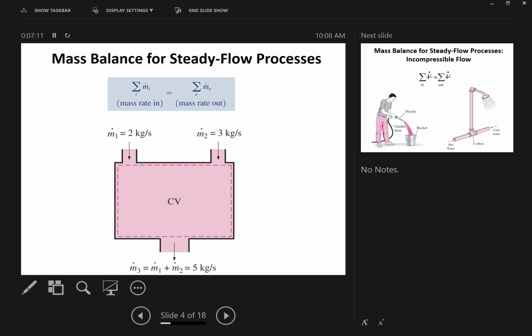In these problems, you're going to write the first law, which I'm going to show you in the next slide for an open system, which is a little long. Then you're going to write conservation of mass, or mass balance for steady flow: summation of m dot in equals summation of m dot out. That's at steady state, meaning the water level in your tub is always going to remain constant.